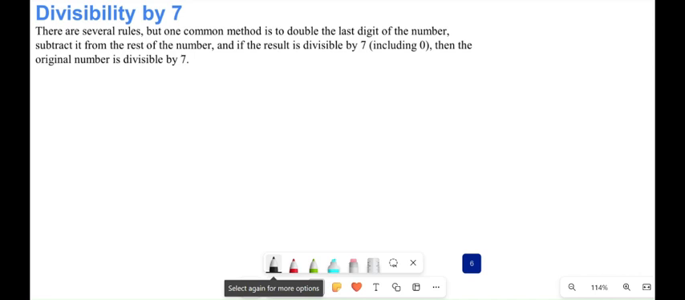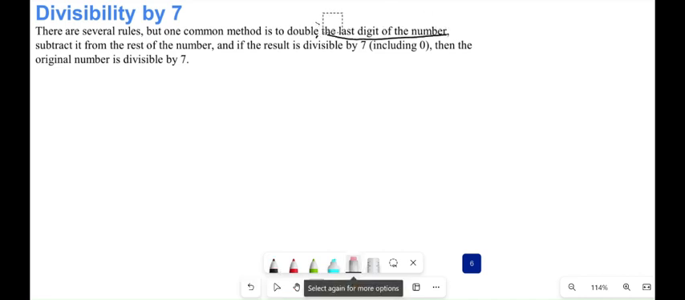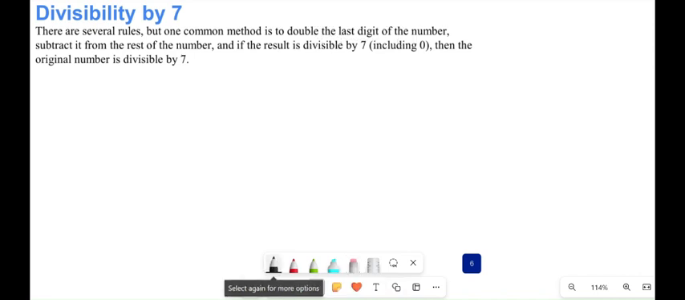What I need to do is take the last digit of the number and double it, which means I multiply it by 2. Then, from the piece that remained in the number, I subtract the doubled digit I took. If the remaining amount is a multiple of 7, this means the number is divisible by 7. If not, this means the number is not divisible by 7.